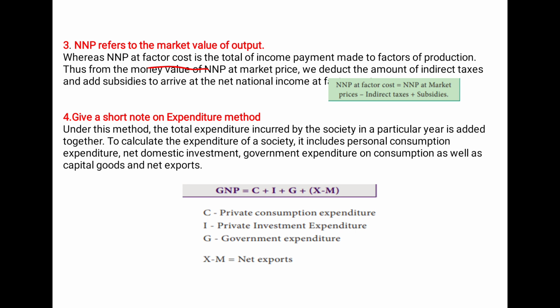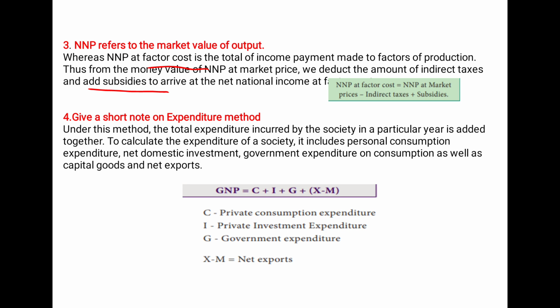Thus from the money value of NNP at market price, we deduct the amount of indirect taxes. What has to be deducted from the NNP? We have to deduct the indirect tax. And what are we supposed to add? Subsidies are to be added. What are subsidies? Subsidies are the supporting price given by the government towards the public.